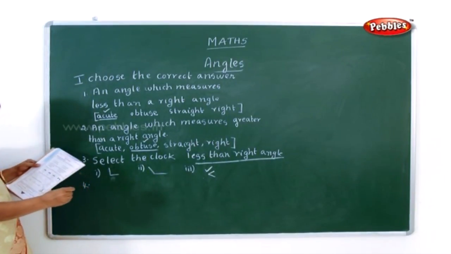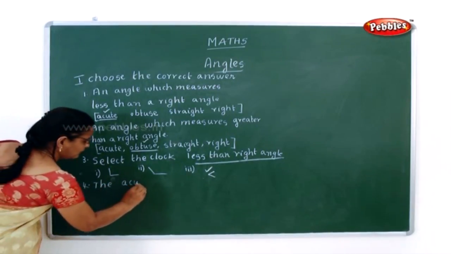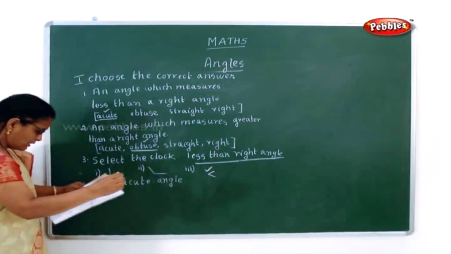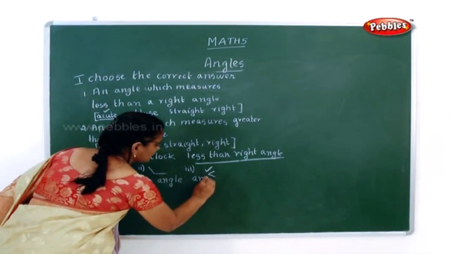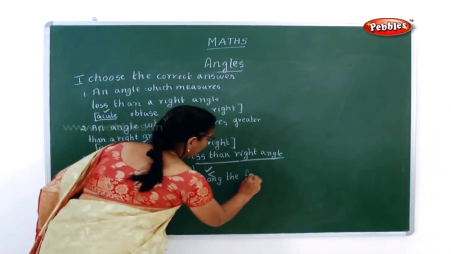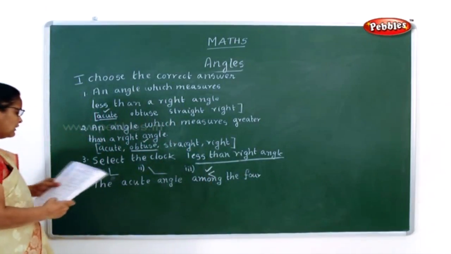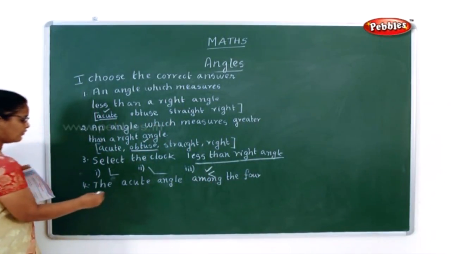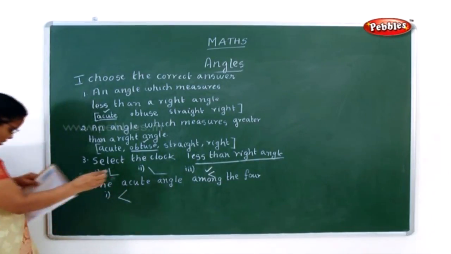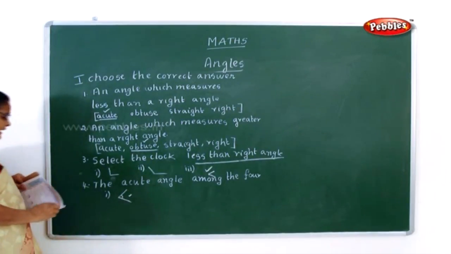Now the fourth question is: the acute angle among the four. They have asked, the acute angle among the four below is which one? So which one is the correct answer for this fourth one? It is the first one, because it shows the V shape. This is the acute angle. So the first one is the right answer.